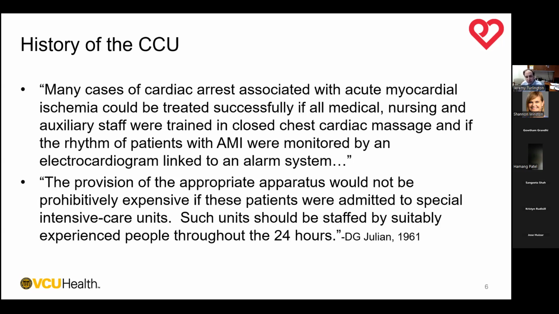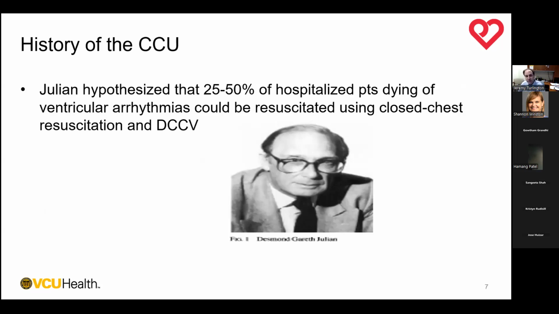And this is what he realized soon thereafter: most cases of cardiac arrest post-MI can really be treated successfully if the medical staff, nursing, and other staff were trained in closed chest cardiac massage, chest compressions, and if the patient who had an MI had their rhythm continuously monitored and linked to an alarm. And he said that this apparatus would not be prohibitively expensive if we just had special units geared toward this with the special training, and that it should be done 24 hours a day.